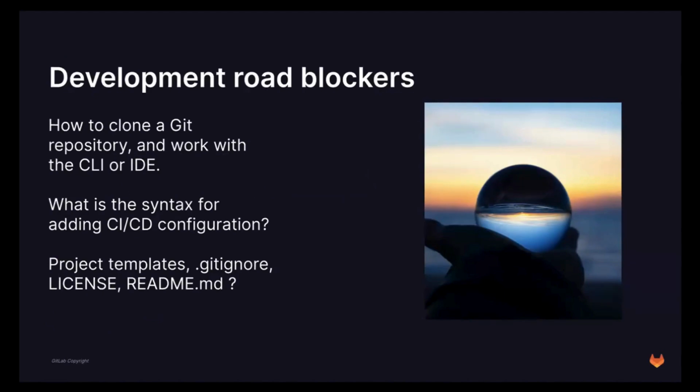And typically in development, I see certain roadblockers. I'm still an engineer myself. I need to know how to clone, for example, a Git repository to start work on the code, use the CLI or the command line, or use my development IDE. Maybe I want to add CI/CD configuration, and I have no idea how to add that. Project templates, .gitignore for different programming languages would be helpful. I typically always use Google for that, to be honest. And adding, for example, the right license, so picking an MIT license template, having a README.md that explains what the project is doing, and everything which is helpful as a developer.